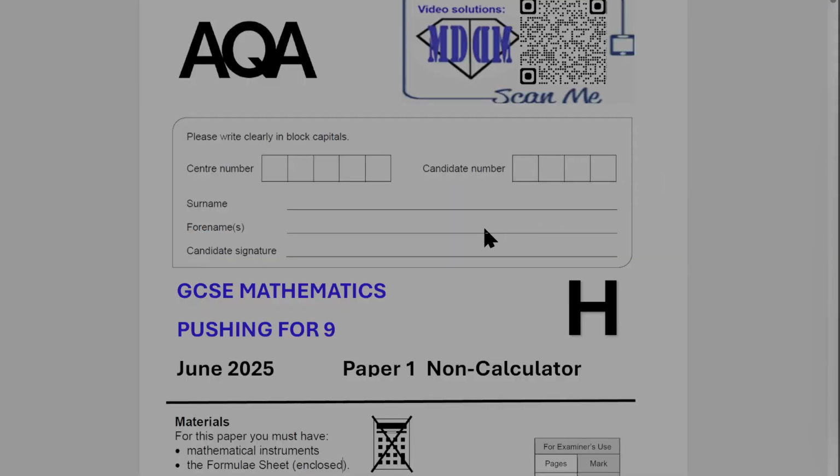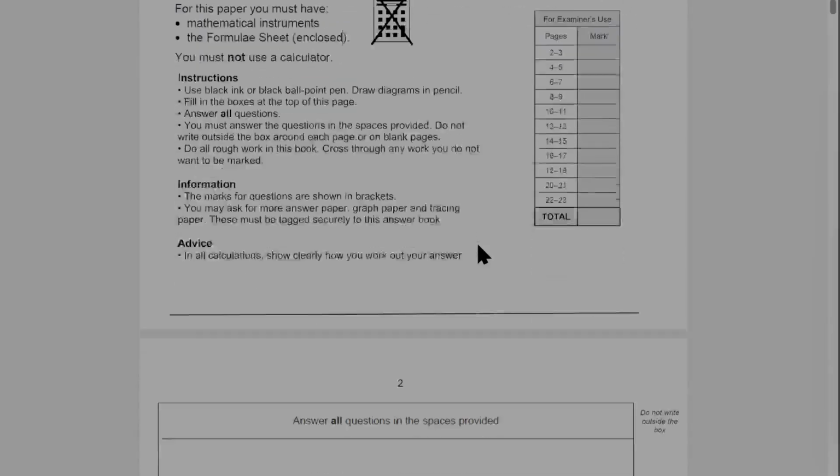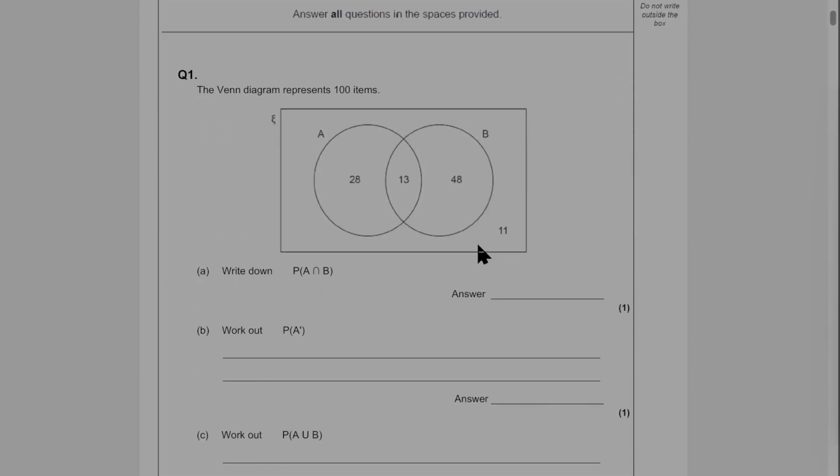Okay, so here's a copy of the paper. I didn't mention in the intro, please feel free to have some music on in the background. I've got some on while recording, just to make this a bit more enjoyable.